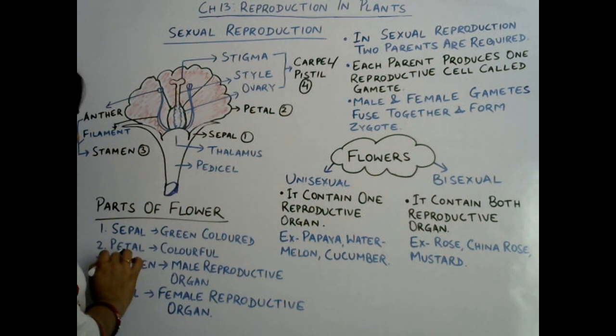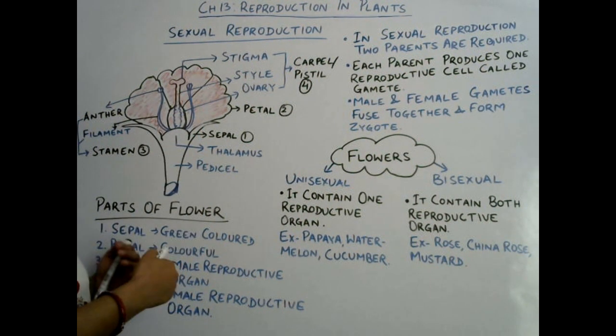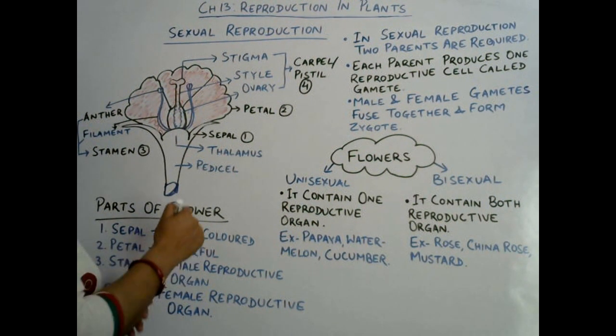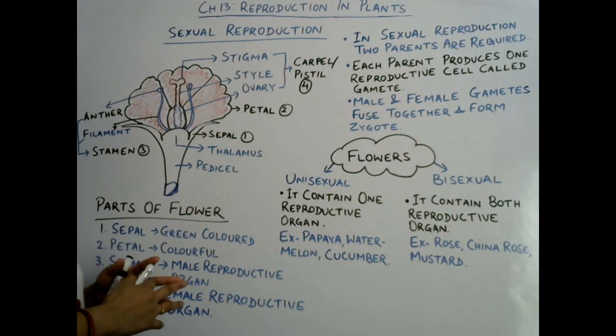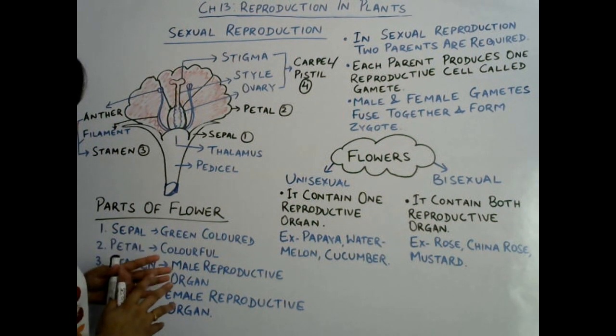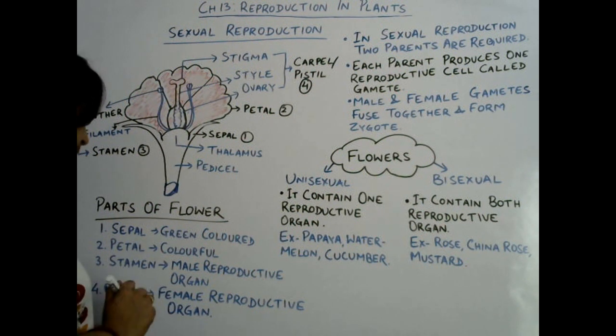Then the petal. The petal is the colorful part of a flower. There is not much role of the sepal or petal in sexual reproduction. Basically, the role of the petal is to attract insects for pollination, because it is colorful and scented, so insects are easily attracted towards the flower. This much role is played by the petal.